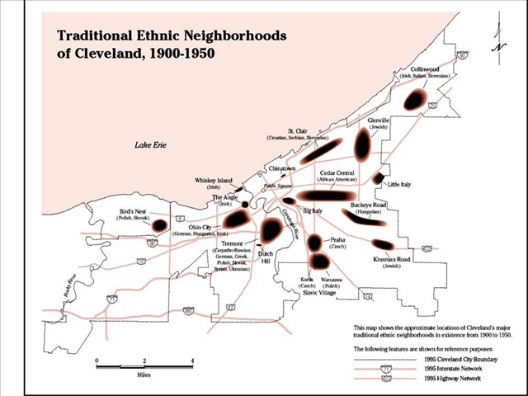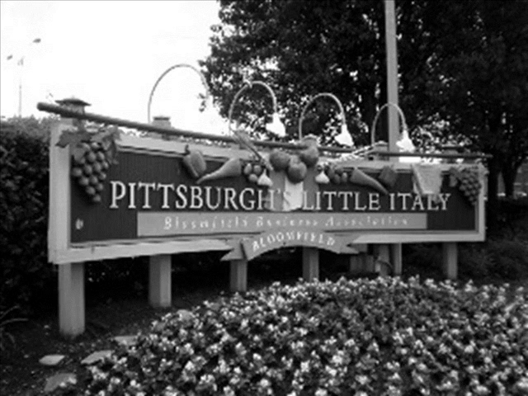This is a map of Cleveland's ethnic neighborhoods. We have them in all the major cities, and we still have them and we give them names. Things like Little Italy, Chinatown, Greek Town. I mean, we know about these places. They still exist today. They started as ethnic neighborhoods.